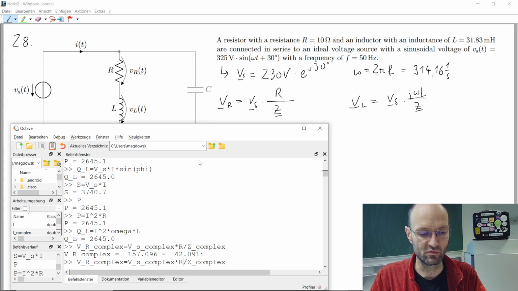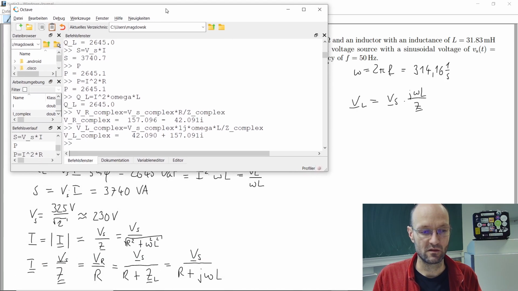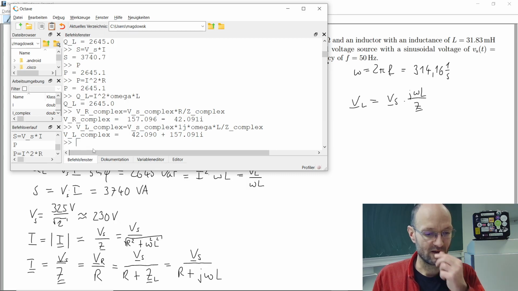And then we can also do it for the voltage across the inductor. Take here J times omega times L, and I should be careful to use one J because I've overwritten the other J. And then we get some voltage across the inductor. If I take the sum of these two voltages, what should happen? I should get back the entire source voltage. So I can try this out. This is the source voltage.